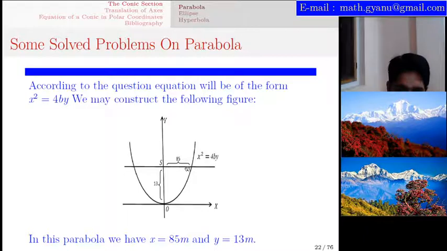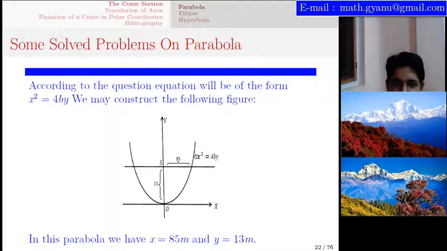I hope you will see the point indicated by the cursor. At that point, what will be the coordinate? The coordinate will be 85 and 13, that means (85, 13). Consider this point as (x1, y1).